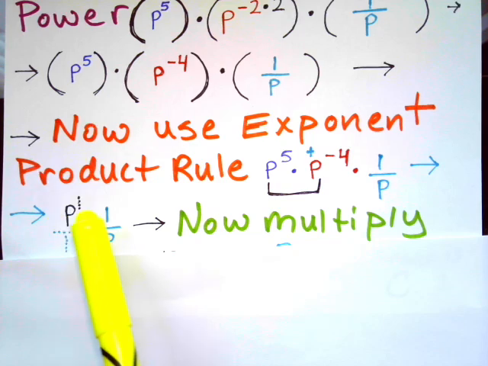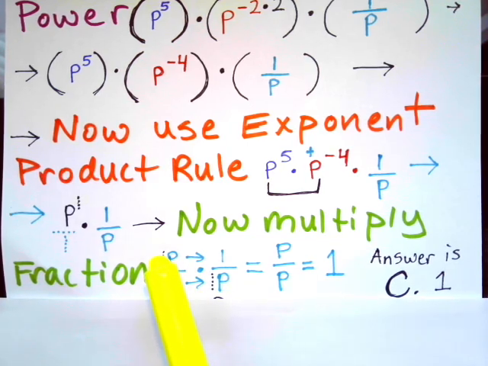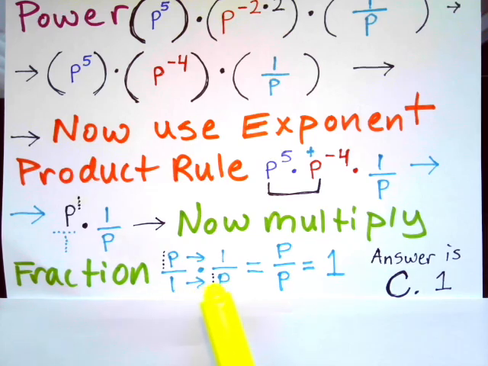Because when we multiply fractions, we multiply top to top, bottom to bottom. Okay, there's an invisible 1 in front of that p. There's also an invisible 1 in front of the p in the denominator's place, right? And so what we're going to do is multiply top to top, bottom to bottom.